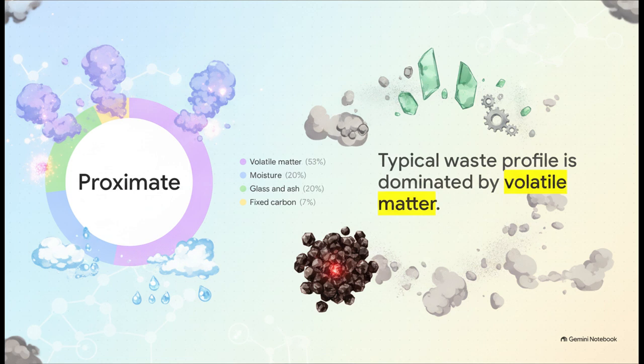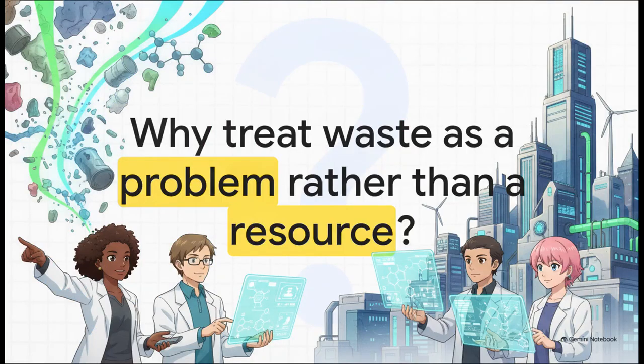Understanding this exact ratio is like having the cheat codes. It dictates the airflow, the grate speed, and the optimal temperatures of a modern waste-to-energy plant. Which brings us to the end of our explainer today and leaves us with a really provocative question to ponder.